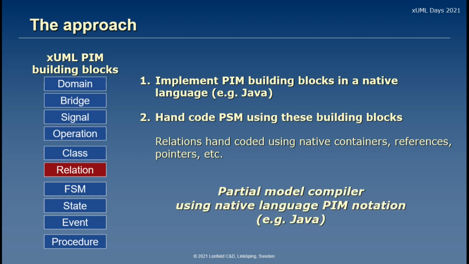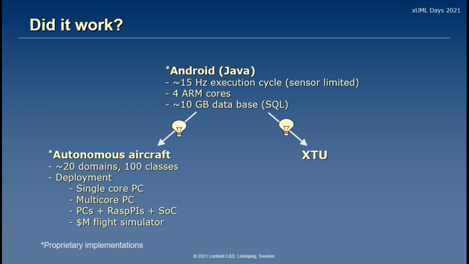Taking a few steps back, I essentially developed a partial model compiler that used Java templates for PIM notation, as opposed to, for example, UML. It worked quite well. In fact, it worked so well that I took the same idea to my other job. There it has been used for research and development in the area of autonomous aircrafts.